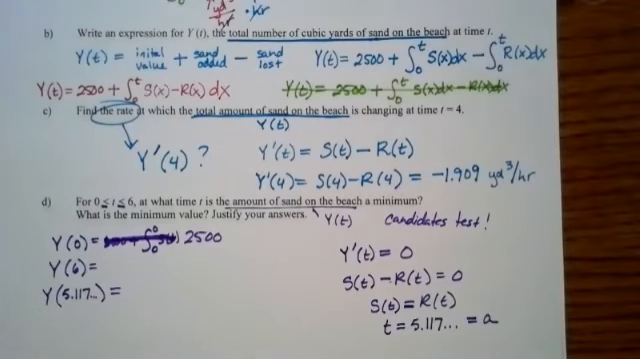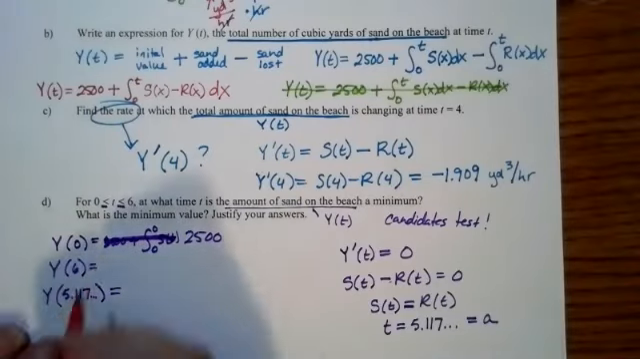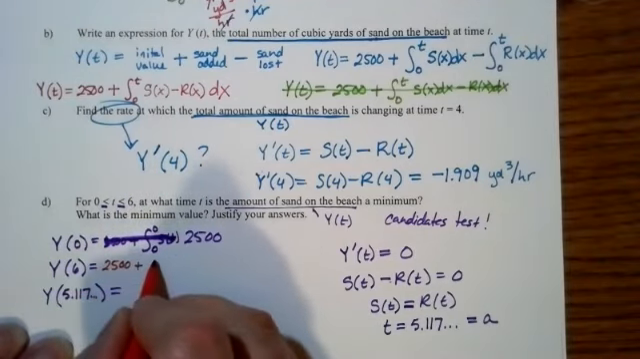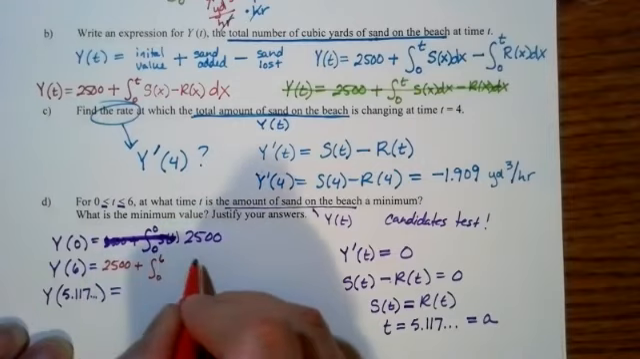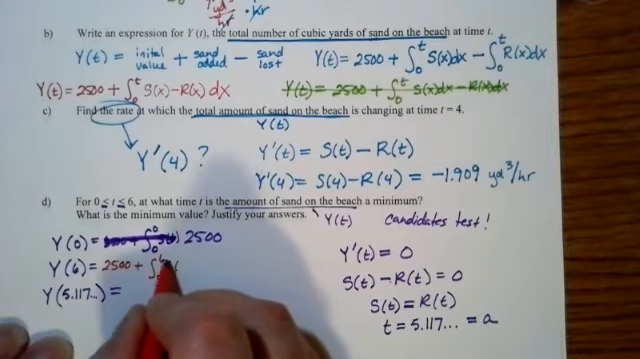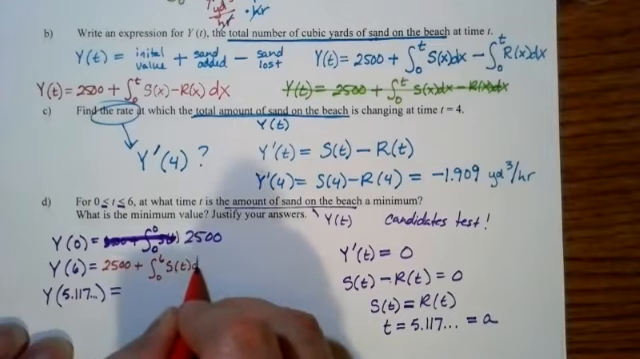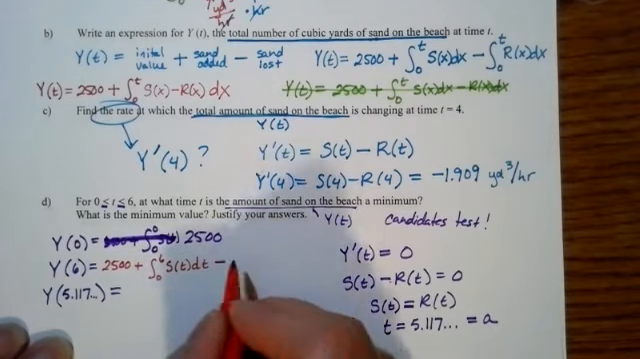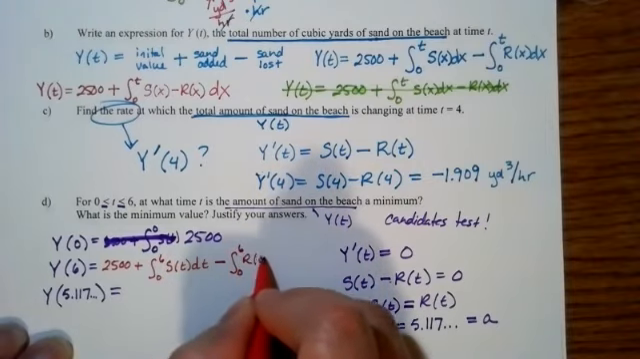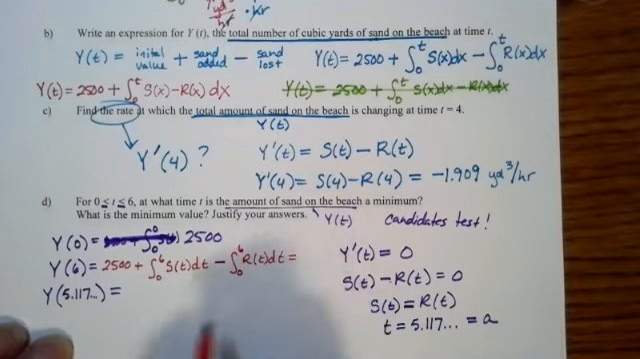Okay, how about y at 6? So y at 6, this is what I should be doing. 2,500 is what we started with, plus all of the amount that got added by the pump, that's from 0 to 6 of s of t dt, minus all of the sand that got washed away by the tide from 0 to 6, and that's from r of t dt. All right, we will calculate that in just a second.